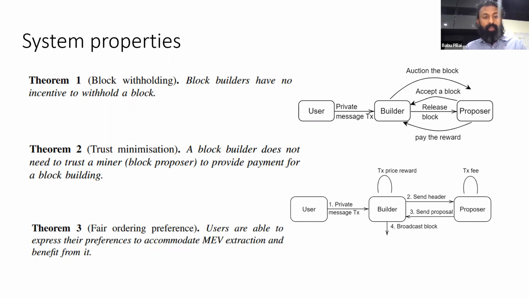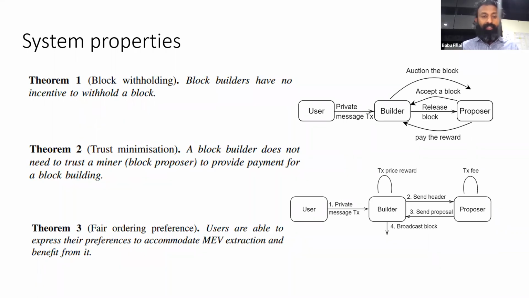Now, the second property is trust minimization. In this case, they do not need to trust each other on paying them. So the builder gets its own payment, the proposer gets its own payment. They don't need to share any payment. And once the proposer accepts a block, if there are no fees, then he may not pay. None of this drama will be there. Both of them will be paid separately.